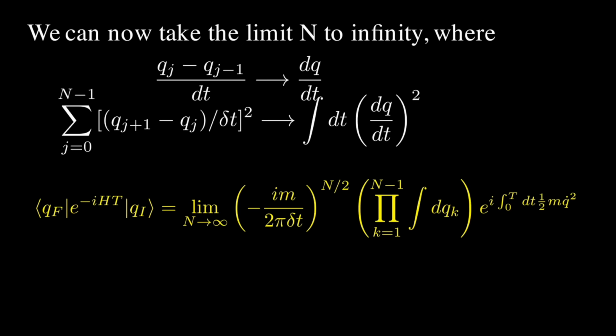We can abbreviate the expression for the product of all these integral symbols and their factors. So we have this factor im over minus 2 pi delta t, to the power N over 2, and then we have the product of all these integrals. We can write them all with the limit in some symbol that abbreviates all this. And I will call this symbol, which is the convention when we write down path integrals, integral capital Dq, as you can see now.